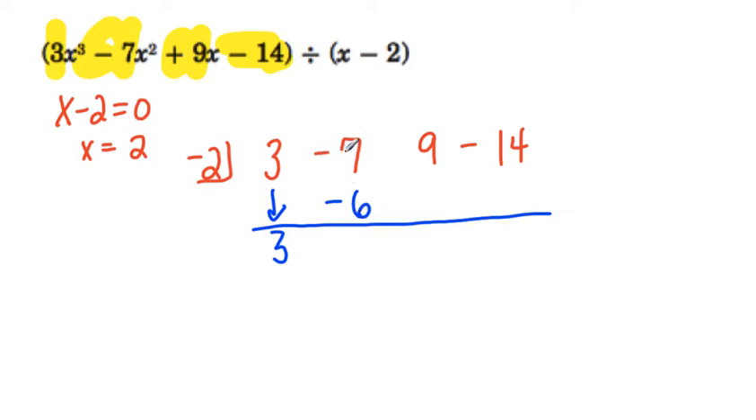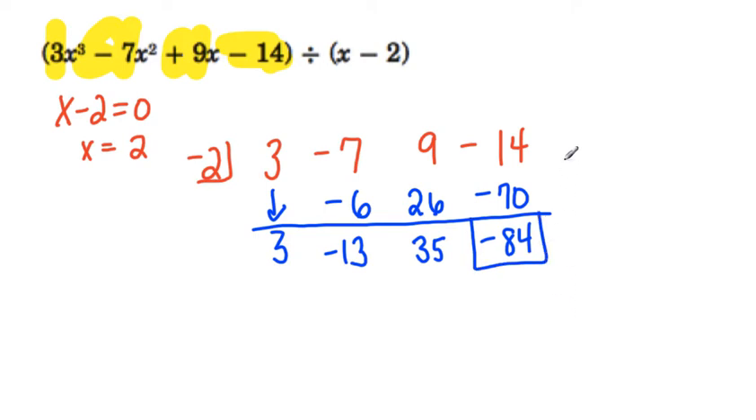Okay, and then you add again, negative 7 plus a negative 6 is negative 13. Then you multiply. Negative 2 times negative 13 is 26. Then you add 9 plus 26 is 35. Then you multiply. Negative 2 times 35 is negative 70. Then you add negative 14 plus negative 70 is negative 84. I always put a box here, and that is going to be your remainder.